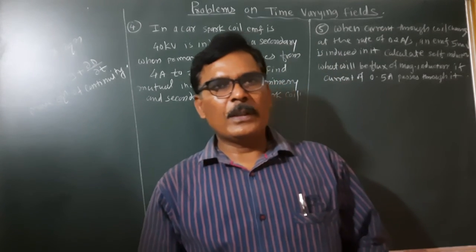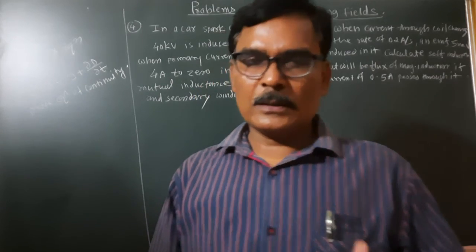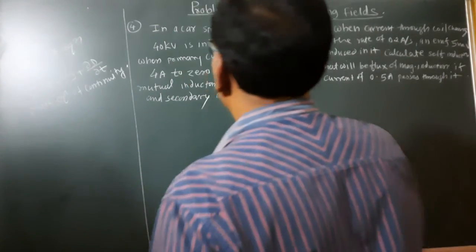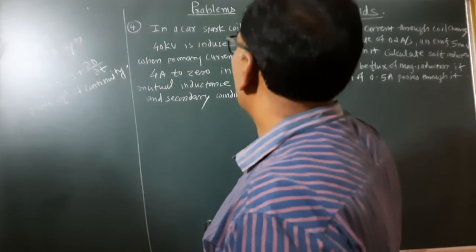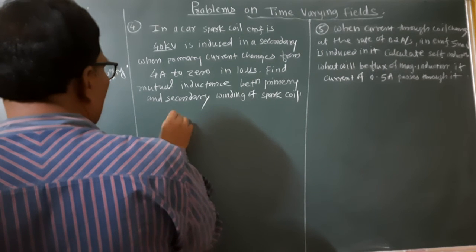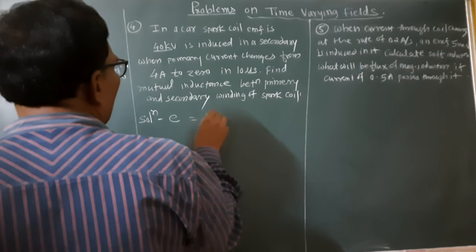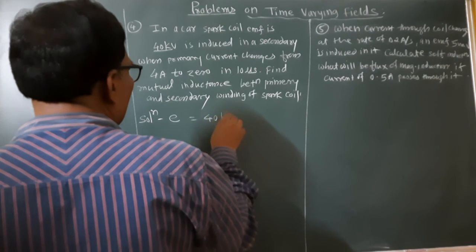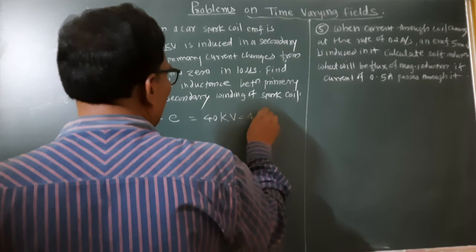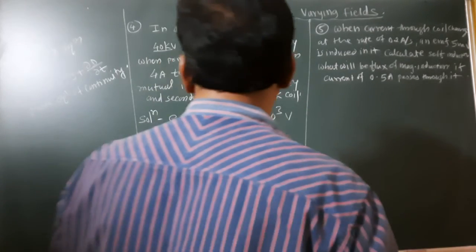In the last period, we studied problems on self-inductance and mutual inductance. In today's lecture, we will consider another type of problem: a car spark coil whose EMF is given. EMF is denoted by the symbol E. E is equal to 40 kilovolt. 1 kilovolt means 40 into 10 raised to power 3 volt. This is what is given.